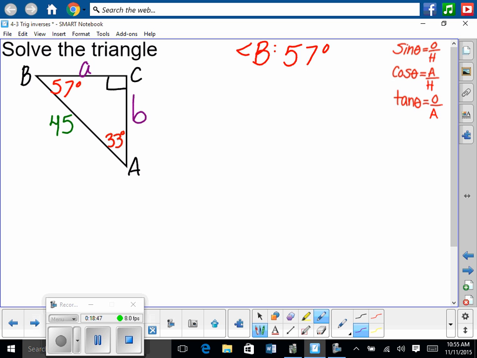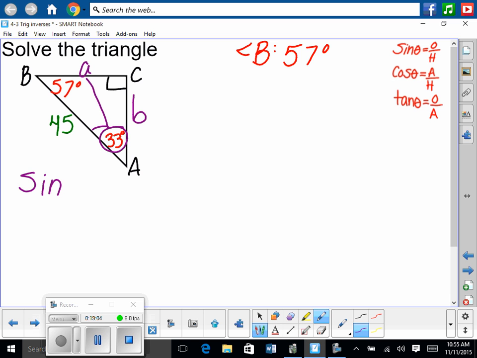Okay, let's find side B and side A, right? Everybody. So, which one do you want to use? 33 degrees or 57? Do you understand you get a pick? But you have to set up a true trig ratio. So, for side A, I'm going to use opposite and hypotenuse, right? So, that's sine, right?